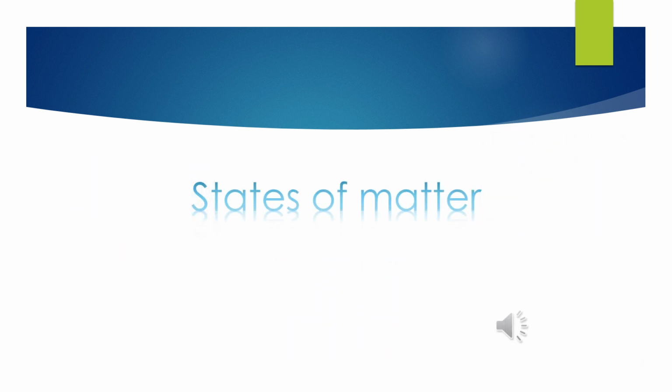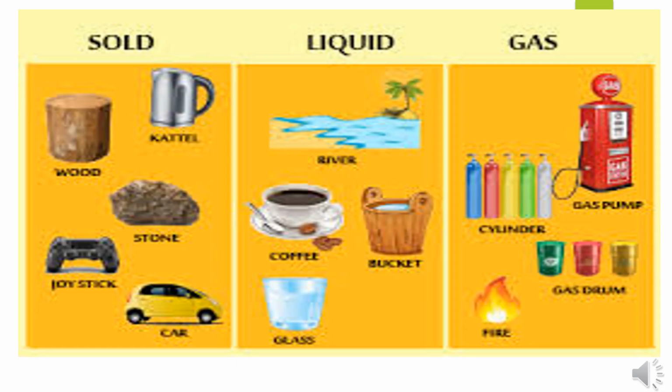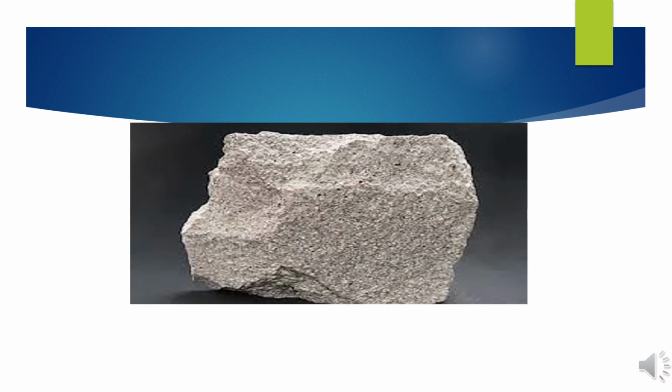States of matter. Normally, there are three states of matter: solid, liquid, and gas. First, we are going to discuss solids. Solid is the first state of matter that we are going to discuss.